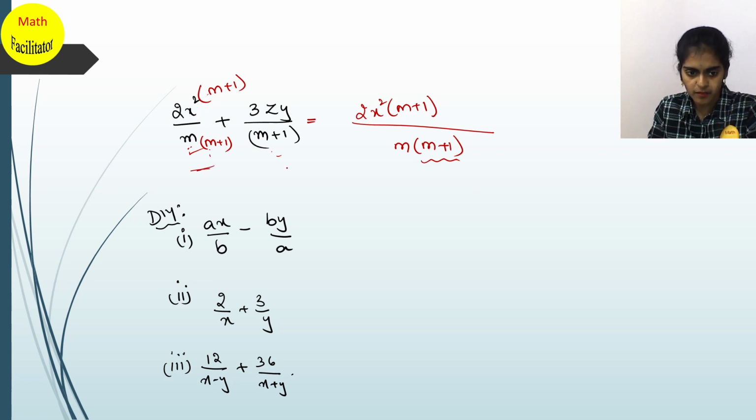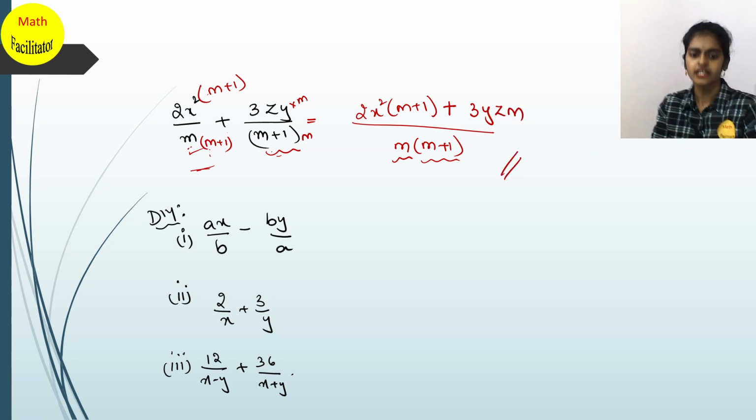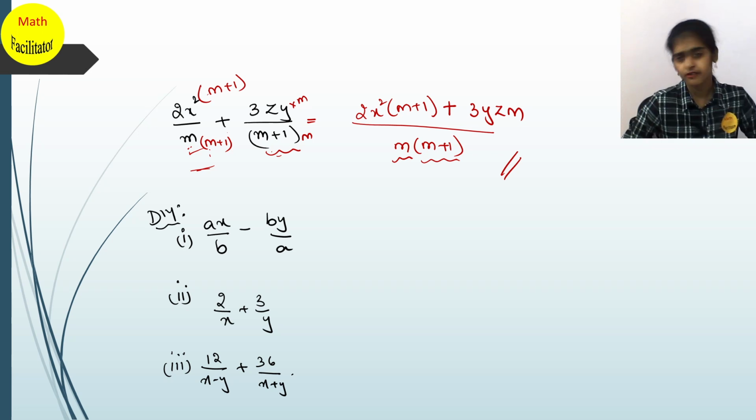Here you see, I have m plus 1 here. What I don't have is m. So this m I'll multiply here. Also in the numerator I'll multiply. So this becomes, you have a plus in between, right? So this becomes 3yzm. Getting it? Right? So I hope fractions, addition, multiplication, types of fractions, everything is super clear for you, including the algebraic expressions of fractions. So now it's your time to do it yourself.